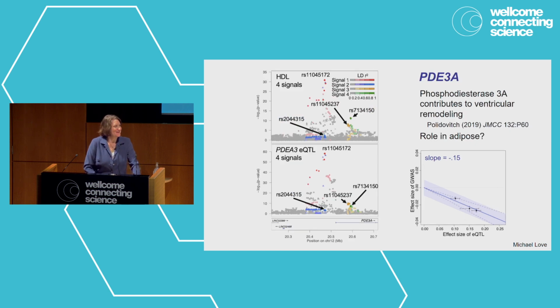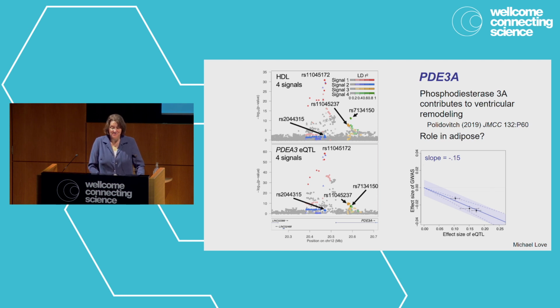And here's another example. This is the gene PDE3A. Here we have 4 GWAS signals on the top for HDL cholesterol levels, 4 different colors. And there are 4 signals on the bottom for variants associated with gene expression of the PDE3A gene. And all 4 of those signals meet our statistical thresholds for colocalization. We plotted only the independent ones based on R squared on the plot on the right. And you can see that higher gene expression corresponds to lower HDL levels.